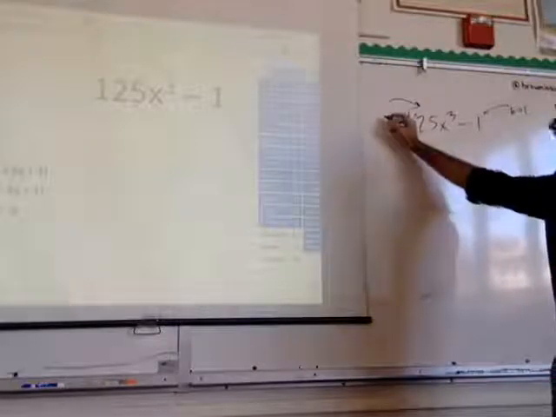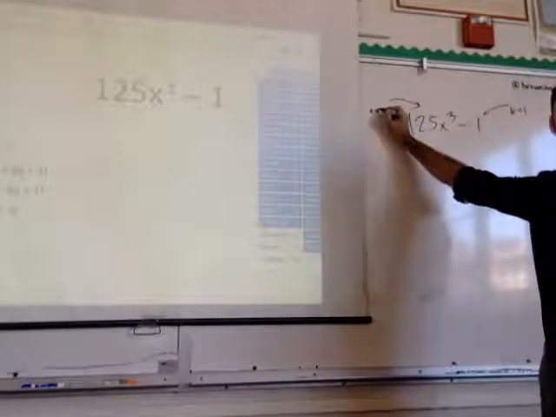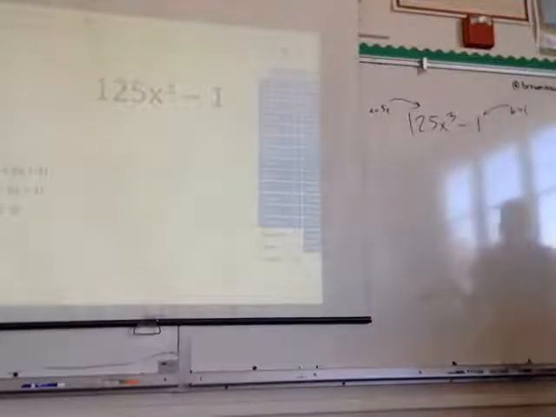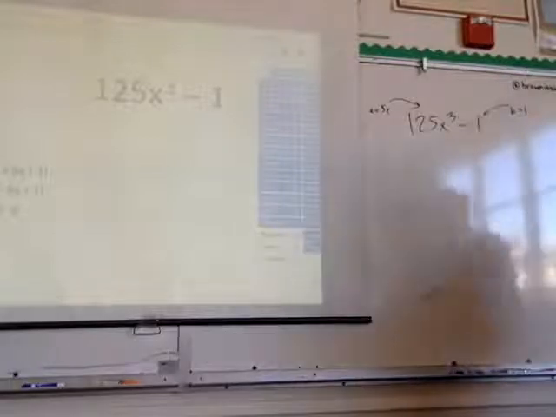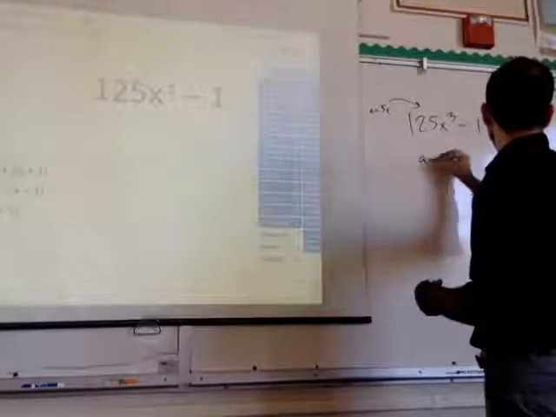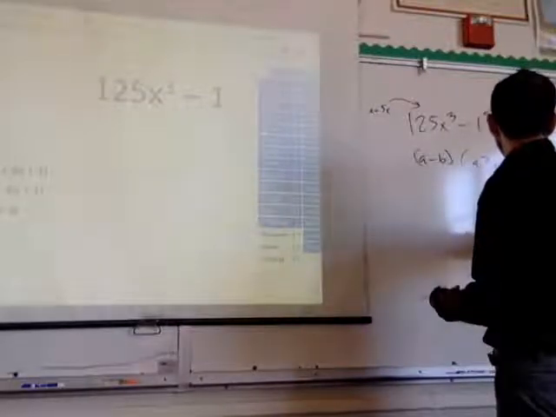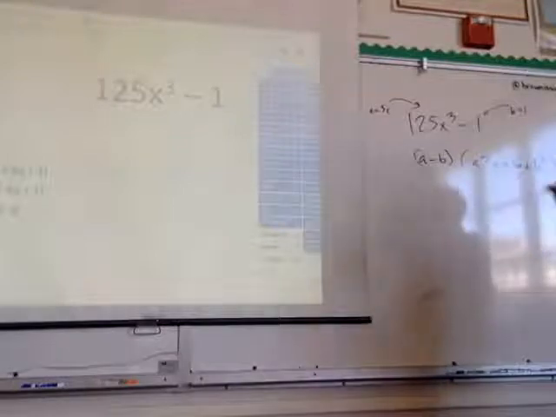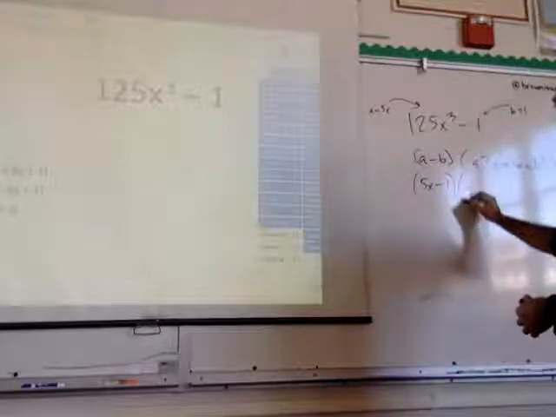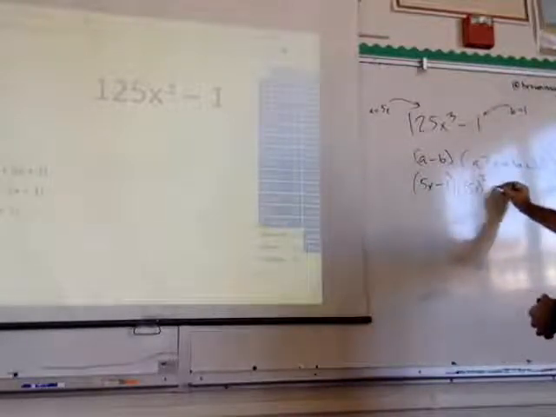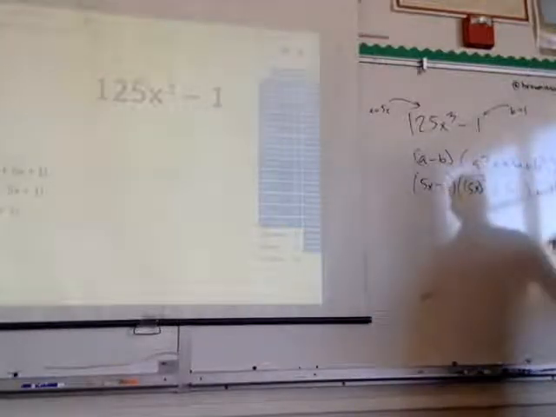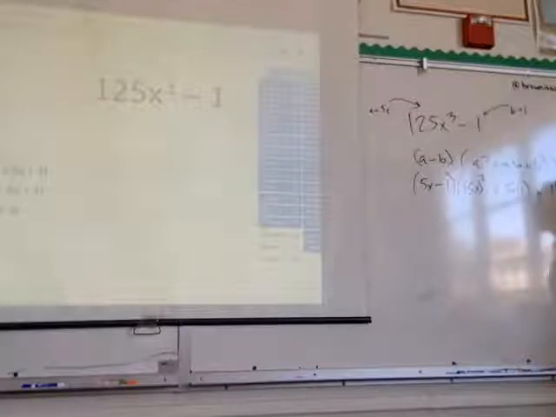And 25, what times what? It's 125 x 2. Got my A, my B? Once you have your A and your B, you're ready to go. Looking at the equation this comes from, we're going to have A minus B, A squared plus AB plus B squared. Okay. Let's put in our values. 5x minus 1, 5x squared plus 5x times 1 plus 1 squared. Everyone okay with that? All that works?